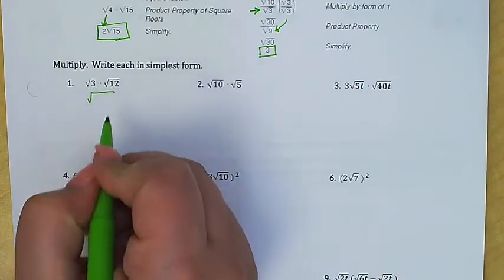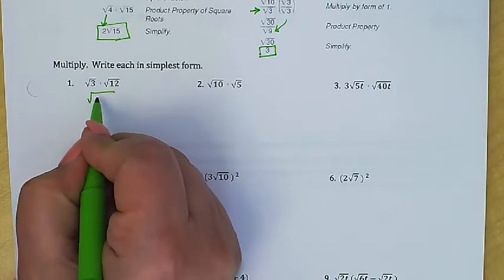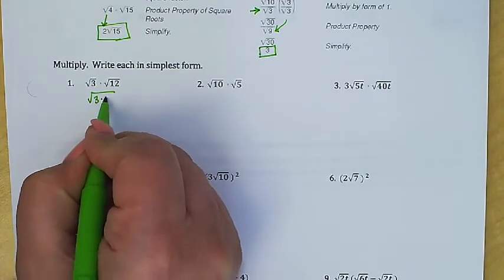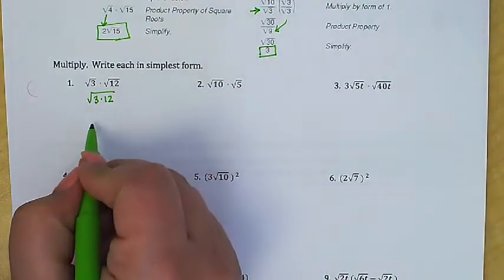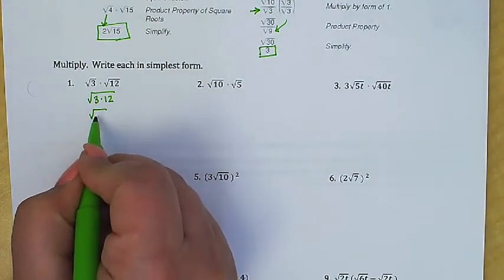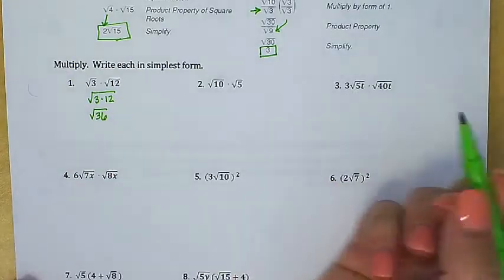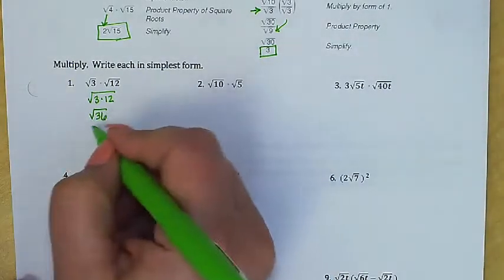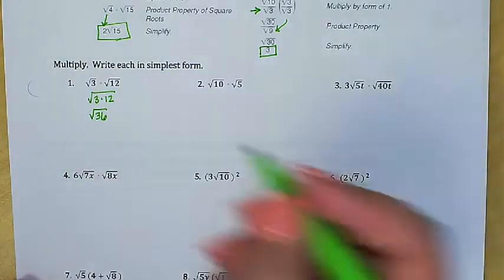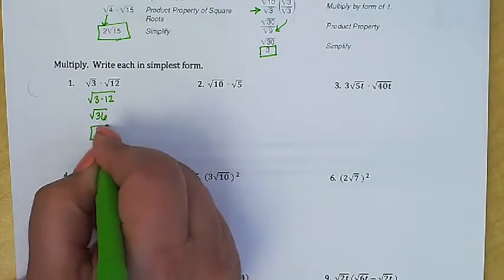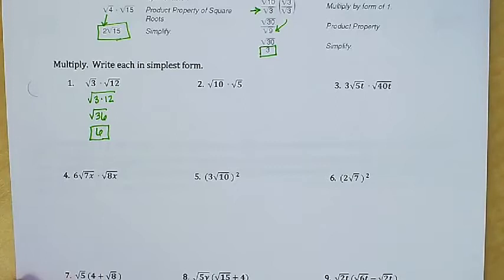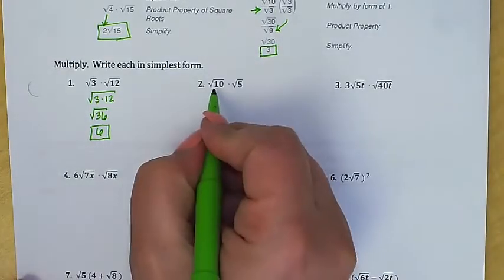If the square root of 3 times the square root of 12 are being multiplied, we can simply take the square root of their product under the same radical, which we know 3 times 12 is 36. And then we want to make sure we simplify that. It does happen that 36 is a perfect square, so this answer is just 6. Nice and easy, okay? How about number 2?